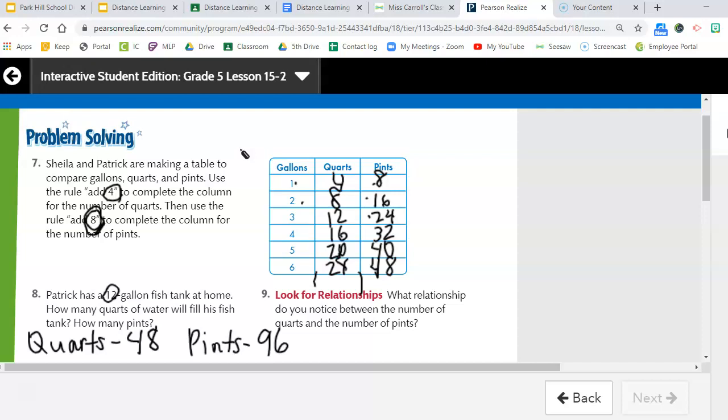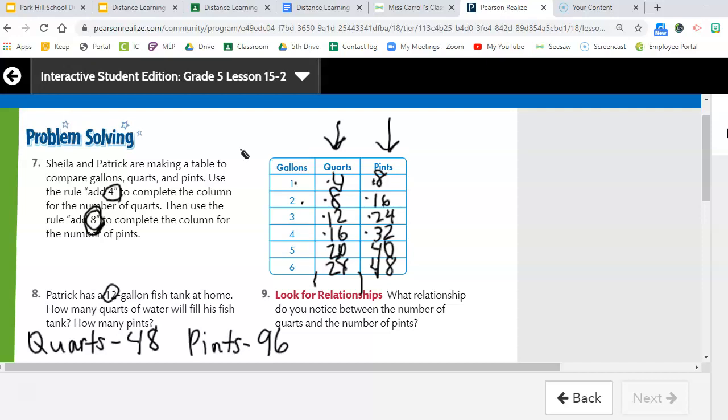Finally, look for relationships. What relationship do you notice between the number of quarts and the number of pints? So here's the number of quarts, and here's the number of pints. So I look at my first line, okay, I have 4, then I have 8. I look at my second line, I have 8, then I have 16. I want you to think first, what are you noticing? Okay, 4 times 2 is 8. 8 times 2 is 16. 12 times 2 is 24. 16 times 2 is 32.